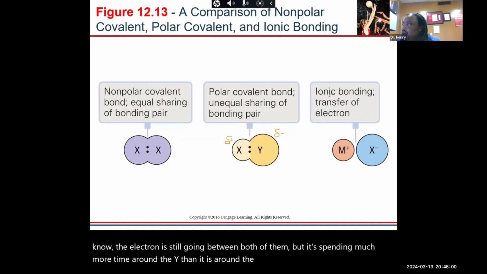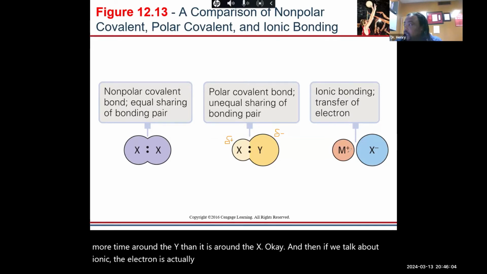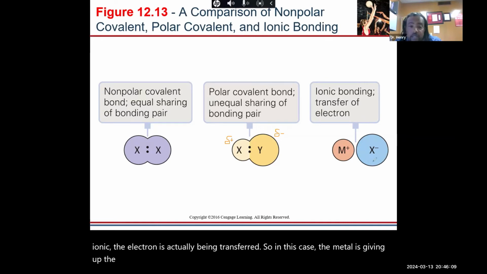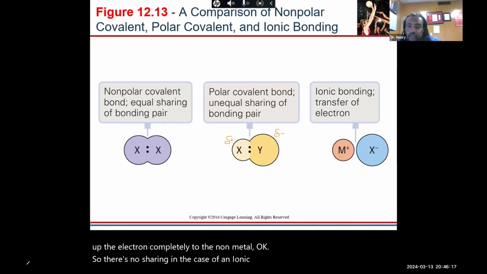And then if we talk about ionic, the electron is actually being transferred. So in this case, the metal is giving up the electron completely to the non-metal. So there's no sharing in the case of an ionic bond. It's just based upon electrostatic forces.